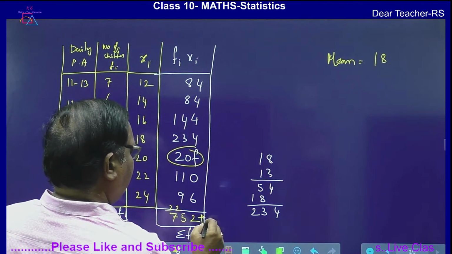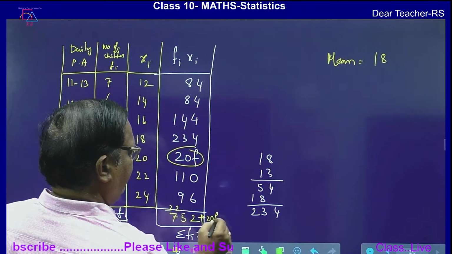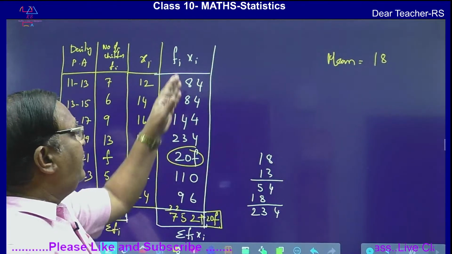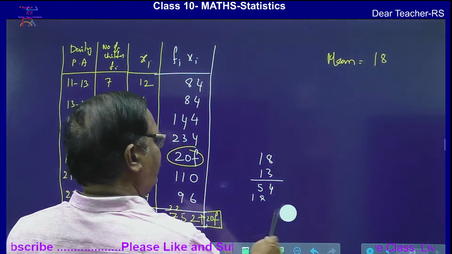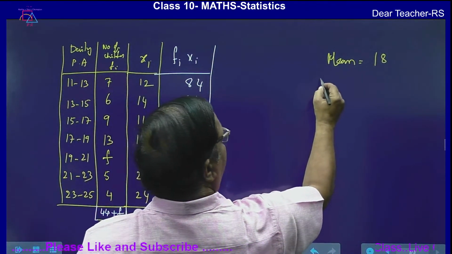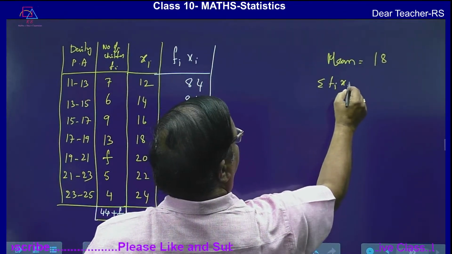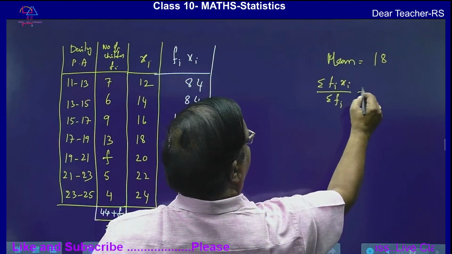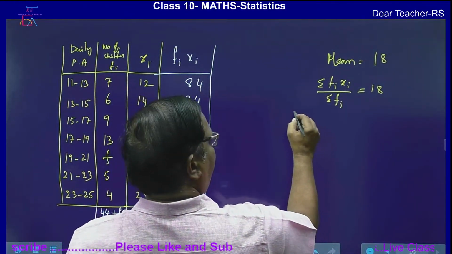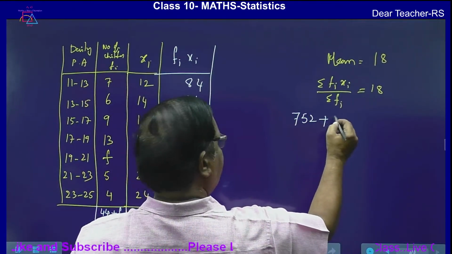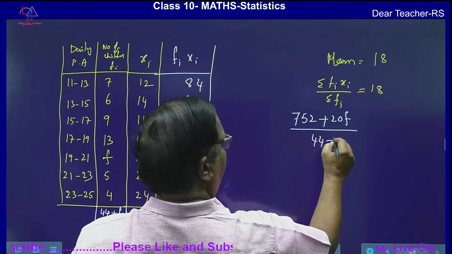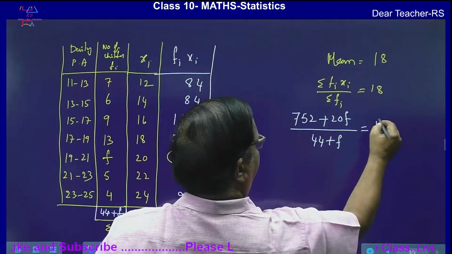So 752 plus 20f, this is sigma fi xi. Now I have to substitute the values in the formula. So mean is equal to sigma fi xi by sigma fi is equal to 18. These values you have to apply. So (752 plus 20f) by (44 plus f) is equal to 18.